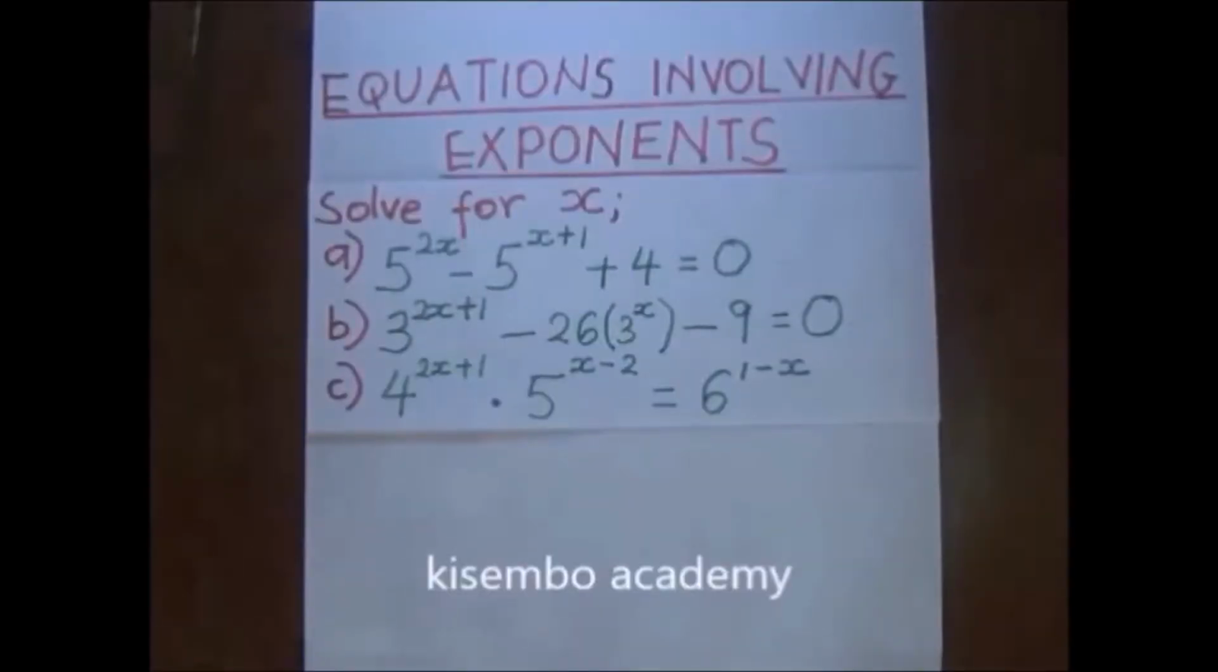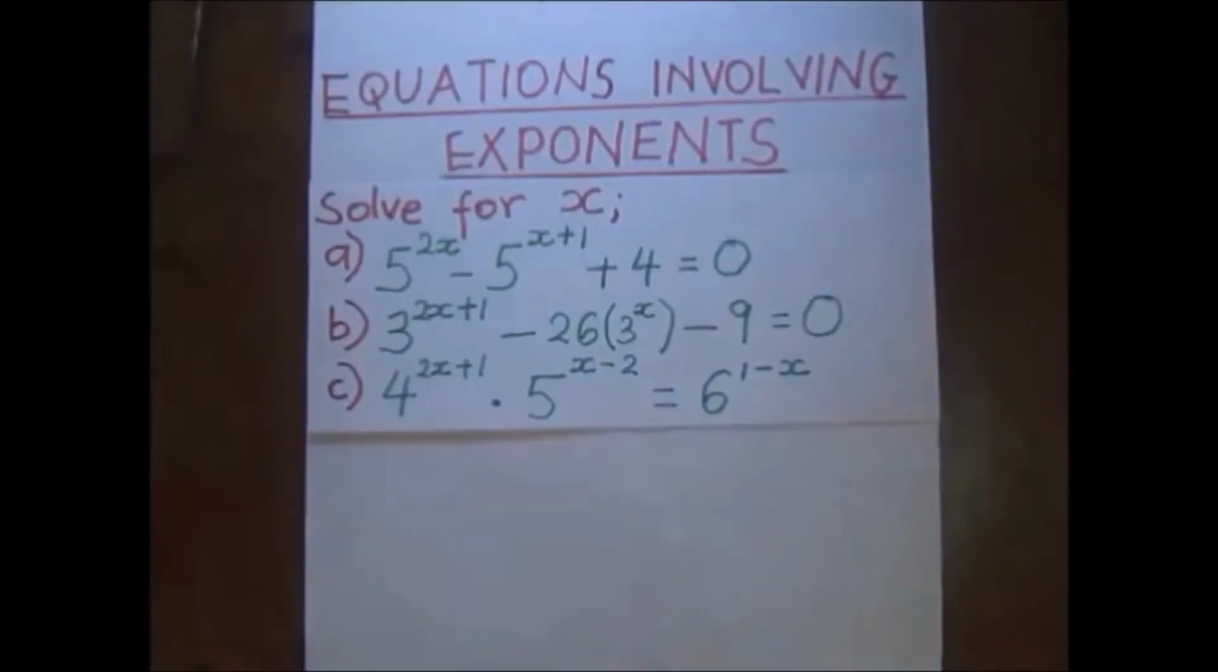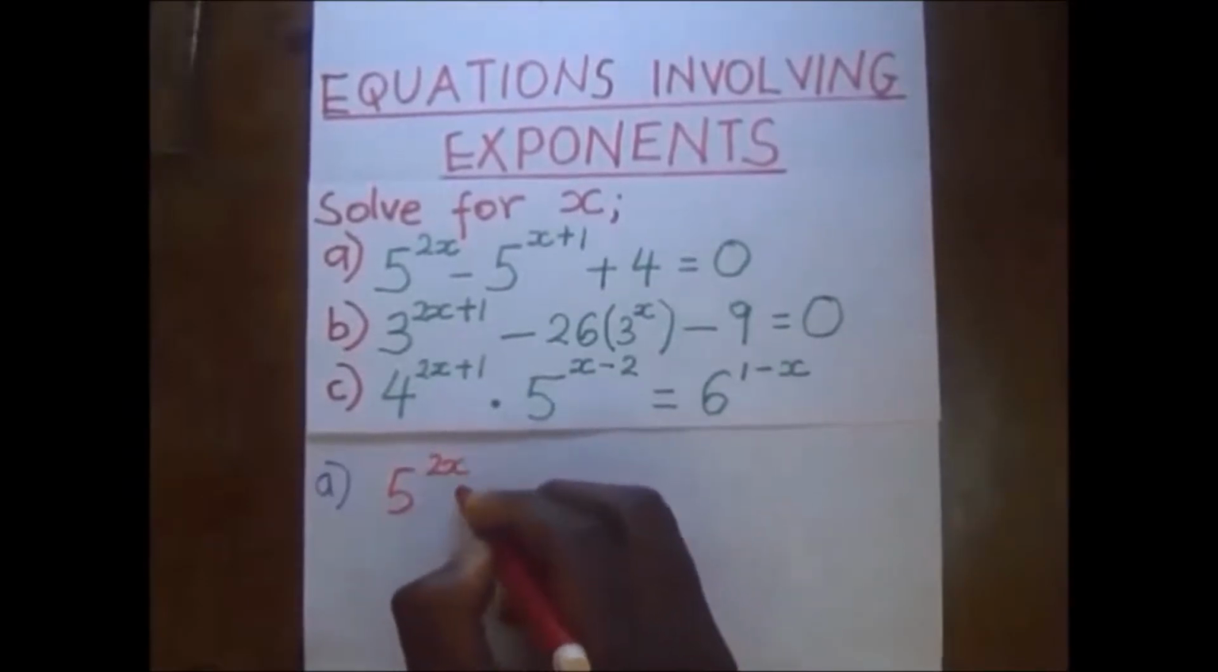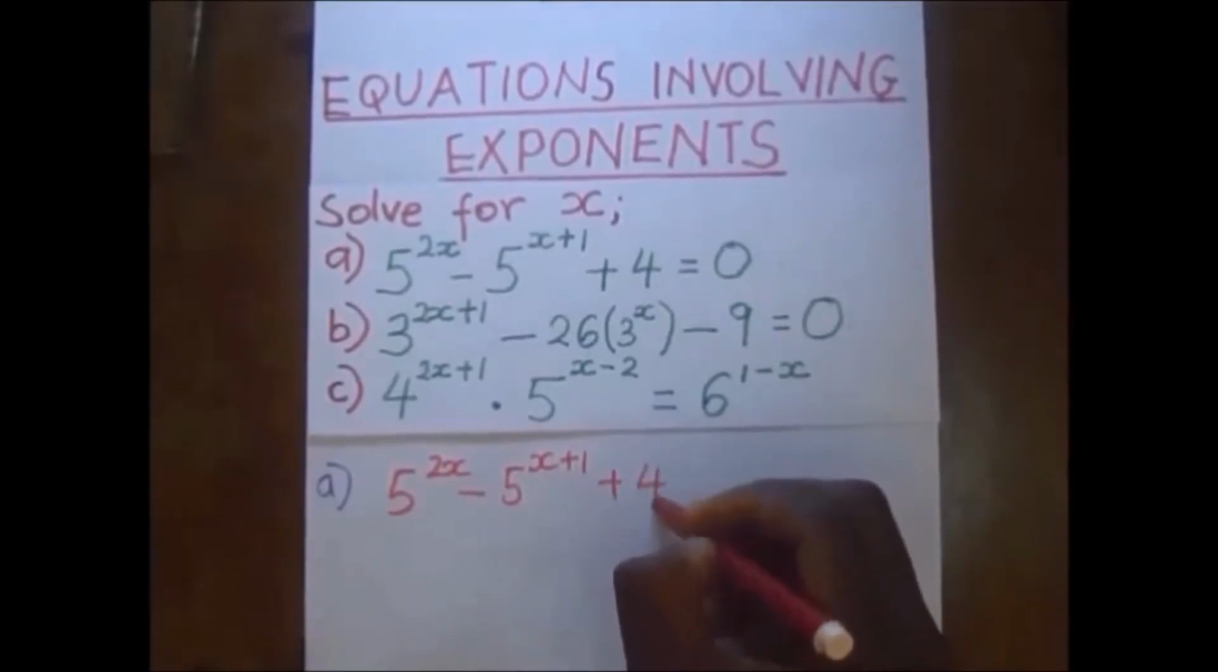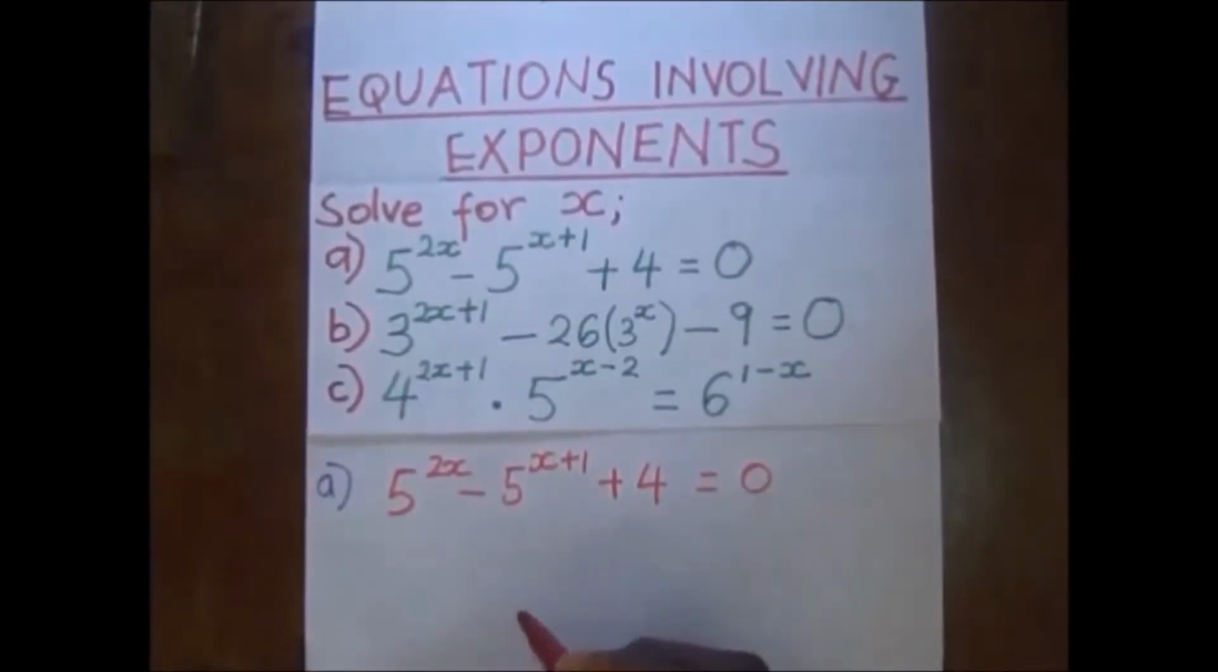Consider this a continuation of this topic, logarithms, as we discuss equations involving exponents and exploring how the laws of logarithms and indices are used in solving such equations. Part A right there is telling us, you see, 5 to the power 2x minus 5 to the power x plus 1 plus 4 is equal to 0. 5 to the power 2x minus 5 to the power x plus 1 plus 4 is giving us 0.